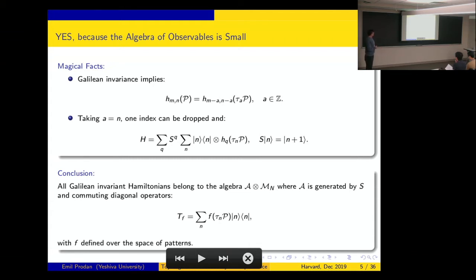As you can see, we have over here a diagonal operator, and these guys all commute with each other, and here we have the shift operator. So all Galilean invariant Hamiltonians defined over a pattern, no matter what resonators I put, how they couple with each other, are all drawn from this algebra, where A, as I said, is generated by the shift and commuting diagonal operators like so. So the algebra is very particular.